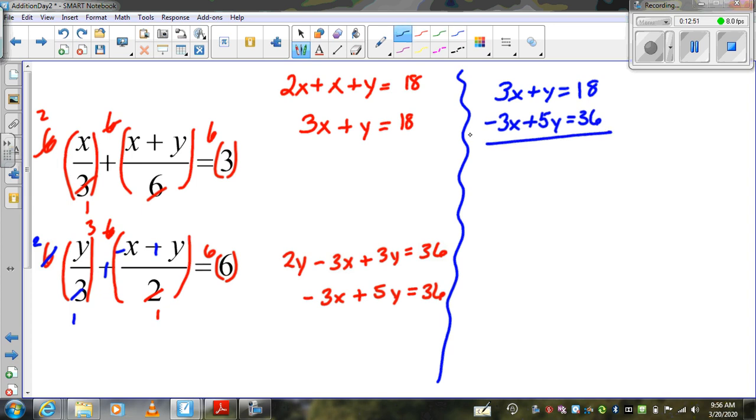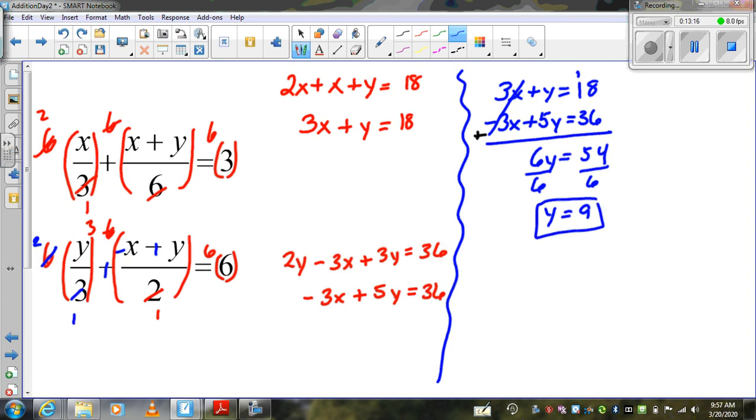I actually don't have to do any multiplying here because I already have opposite coefficients. So those are going to cancel, and I end up with 6y is equal to, let's add these two together. And the beautiful thing is that 6 goes into 54 9 times.